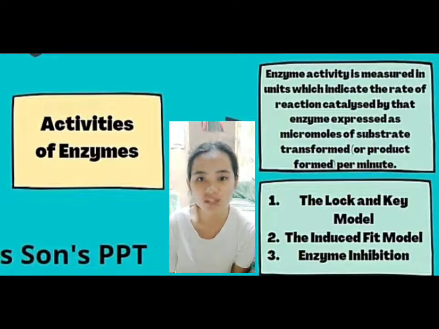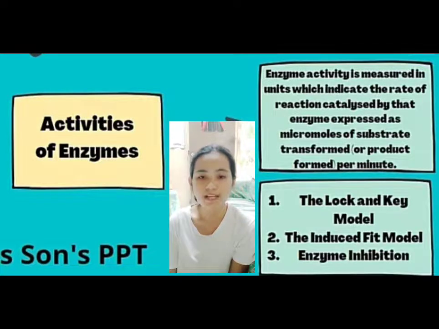The lock and key model was proposed by Emil Fischer in 1894. According to the model, the shape of the substrate and the active site of the enzyme are thought to fit together. While the induced fit model was proposed by Daniel E. Koshland Jr. in 1958. It states that the binding of substrate induces a conformational change in the active site of the enzyme. In addition, the enzyme may distort the substrate, forcing it into a conformation similar to that of the transition state, like a key into its lock.